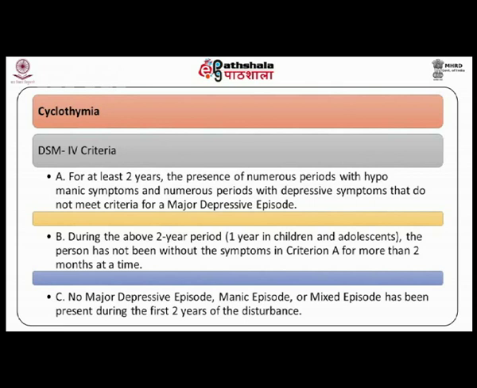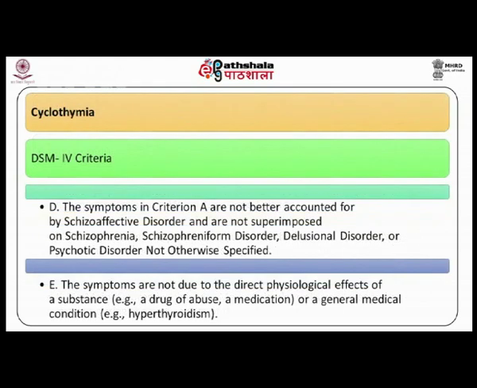C. No major depressive episode, manic episode or mixed episode has been present during the first 2 years of the disturbance. Note: after the initial 2 years, in children and adolescents it is 1 year. For cyclothymic disorder, there may be superimposed manic or mixed episodes, in which case both bipolar 1 disorder and cyclothymic disorder may be diagnosed, or major depressive episodes, in which case both bipolar 2 disorder and cyclothymic disorder may be diagnosed. D. The symptoms in criteria A are not better accounted for by schizoaffective disorder and are not superimposed on schizophrenia.